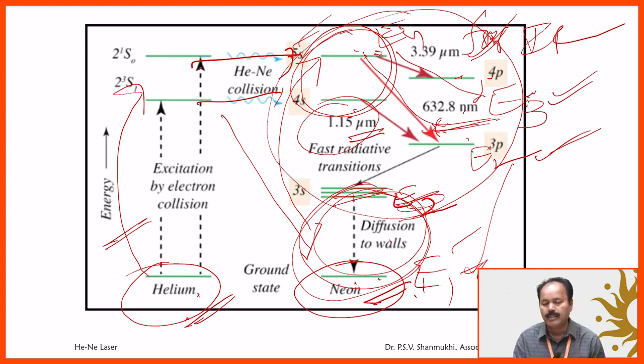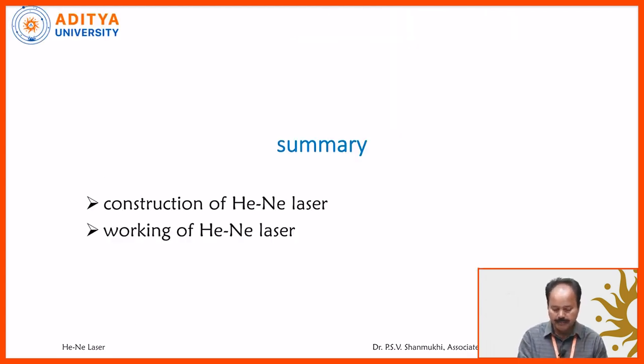But still, there is one drawback. This is not 100% monochromatic. Different wavelengths are there. That's why this is not suitable in communication applications, whereas we can use it in industries for cutting as well as welding purposes. Anyhow, once again, let us recap this. Actually, we have discussed the construction of the helium neon laser and the working of the helium neon laser.